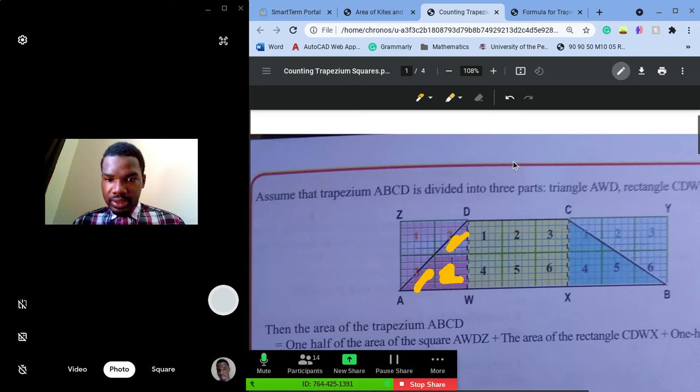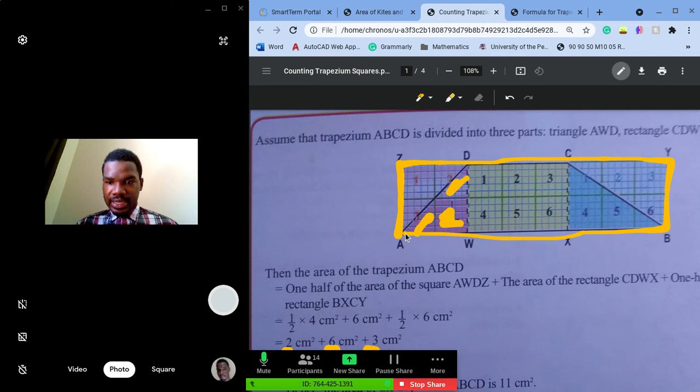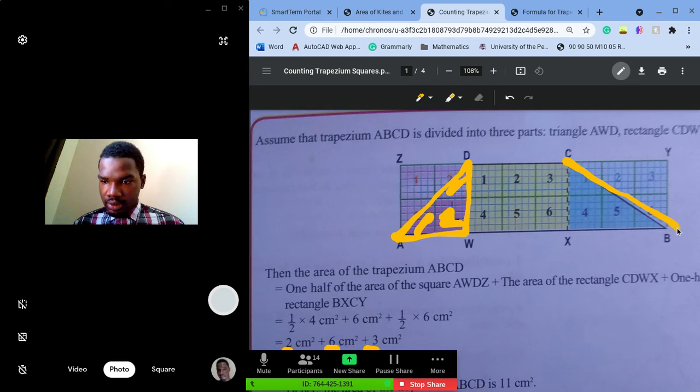So just to repeat, in this trapezium, we turn it into a very large rectangle. The very large rectangle I'm referring to is A to Z, Z to Y, and Y to B, and then back B to A. That's the very large rectangle I'm referring to. And once we've done that, the next thing to do is to break it apart into a triangle on the right or on the left for you, another triangle, and in the middle section you turn into a rectangle.